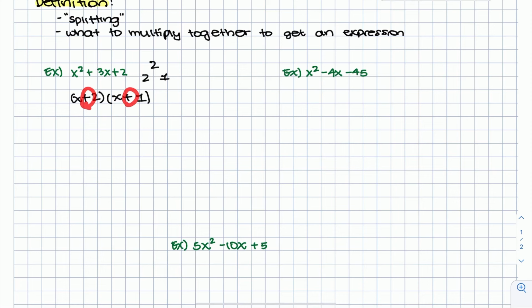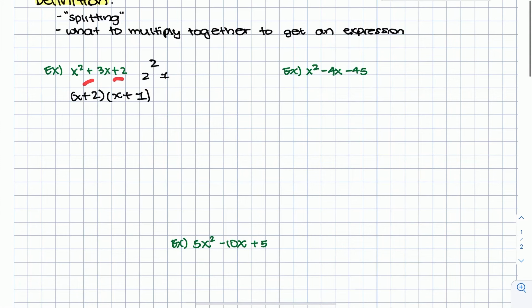I got these plus signs from 2 and 1 being positive. Hypothetically, if this problem had a negative in here and your factors would be -2 and -1, then your factors would be x minus 2 and x minus 1. But in this problem, there are positives, and there would be no negatives. Since 2 and 1 are positives, you would have positive numbers here.